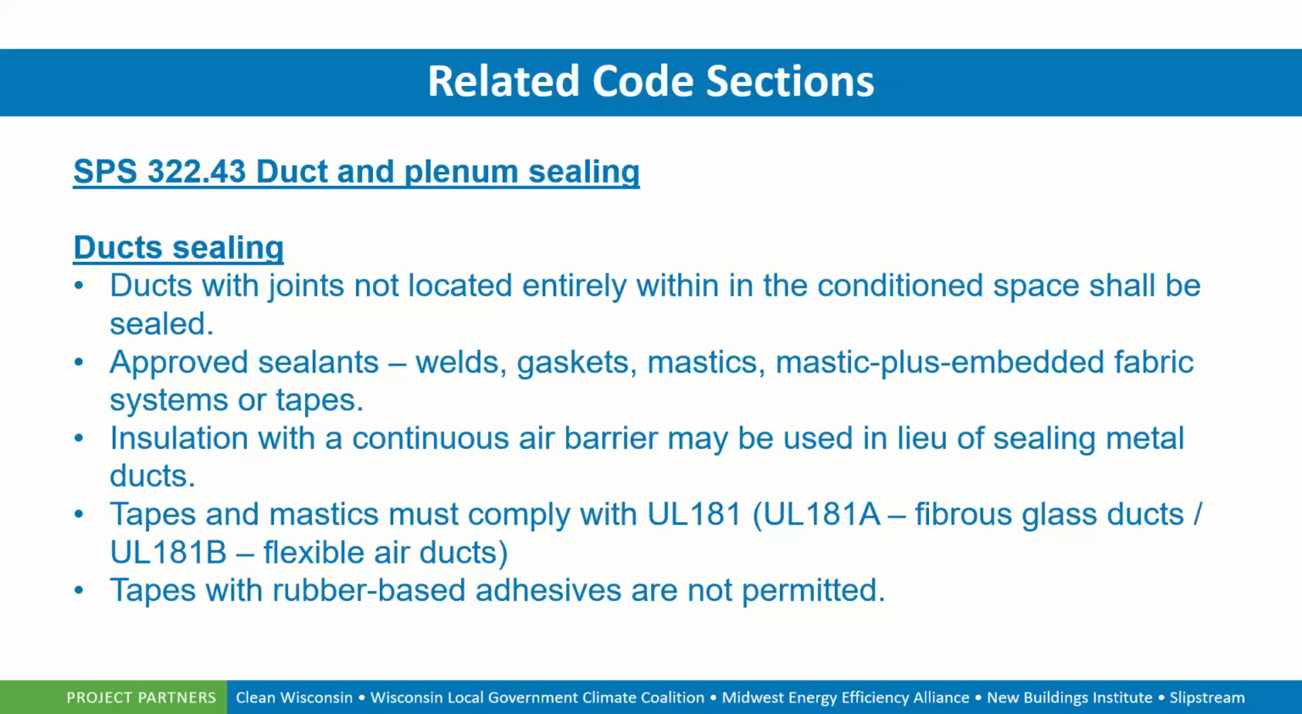And if we have insulation that wraps our ductwork with a continuous air barrier, it can be used in place of that sealing of metal ducts. So if we have metal ductwork for plenums, if we wrap it with an insulation with an air barrier and seal that, that will work for the air sealing. Tapes with rubber-based adhesives are not permitted. For example, duct tape. So we need to make sure that it is not a rubber-based adhesive tape.